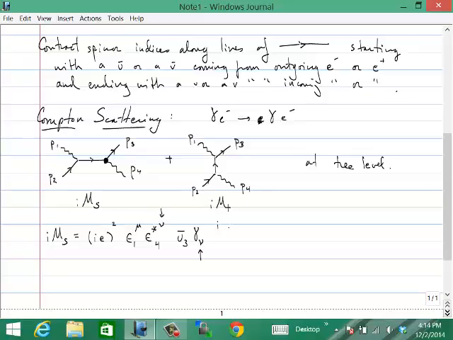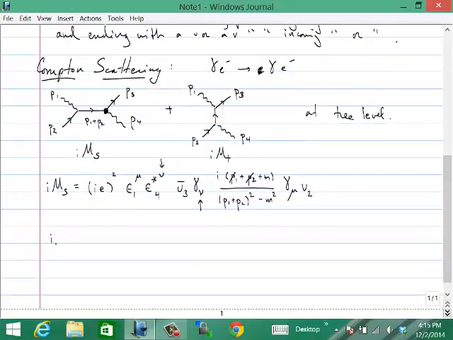And then you have a fermion propagator. So that's p1 plus p2 slash plus m, divided by the appropriate denominator, p1 plus p2 being the total momentum of the internal particle. And then similarly, we have another interaction vertex where the photon with momentum p1 meets the electron with momentum p2. Okay. So that, for example, is the s-channel diagram.